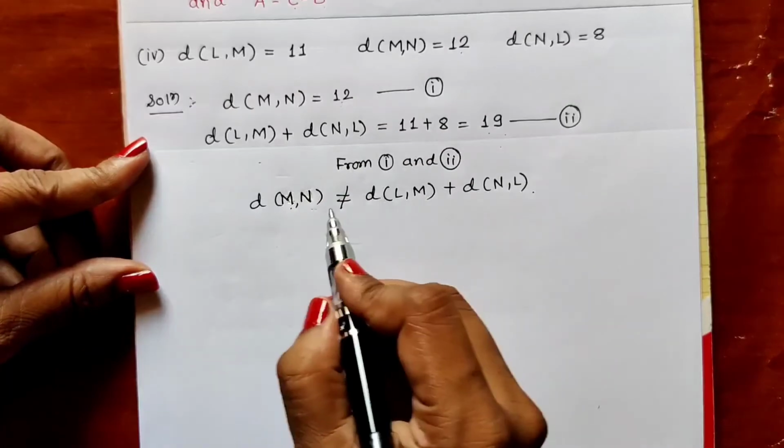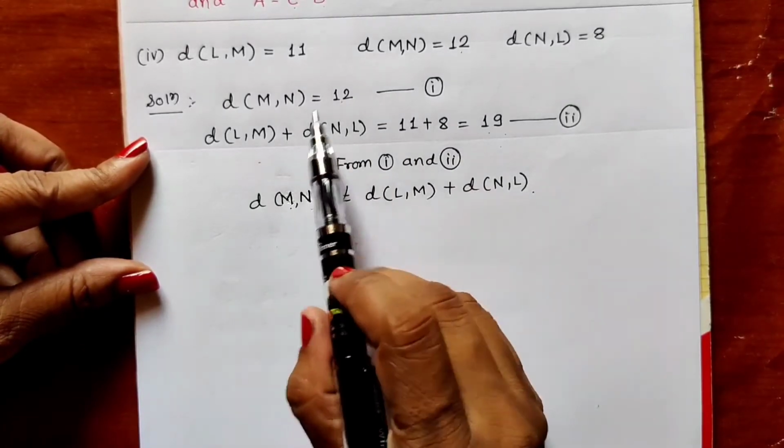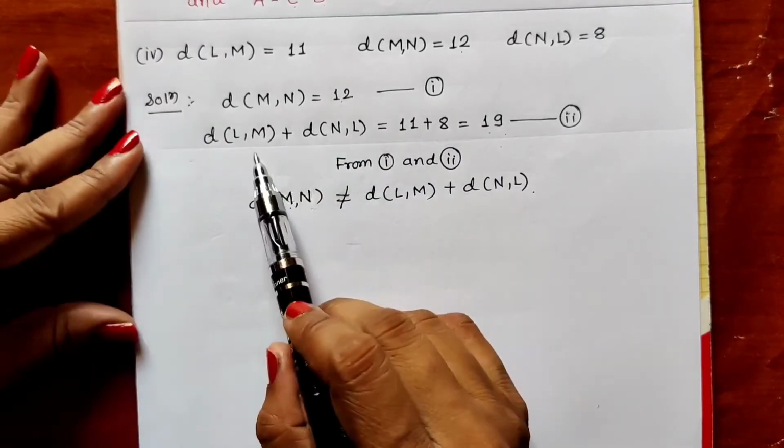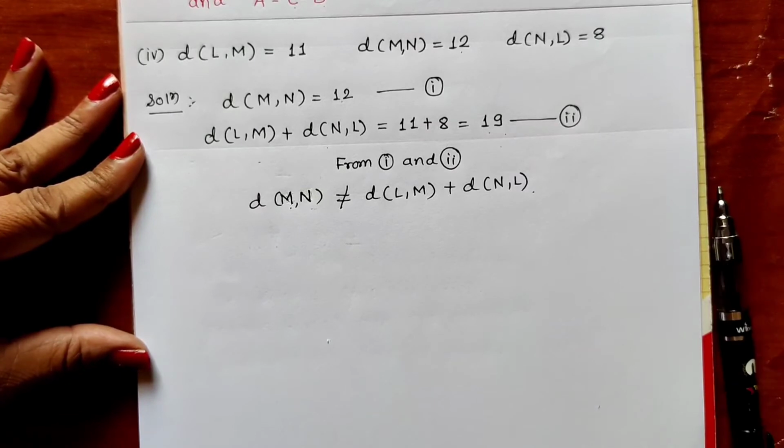Distance MN is not equal to distance LM plus distance NL. So the longest distance is not equal to the sum of the remaining 2 distances. Means what? These 3 points are not collinear.